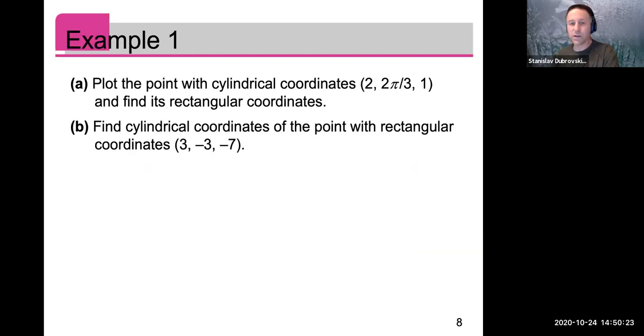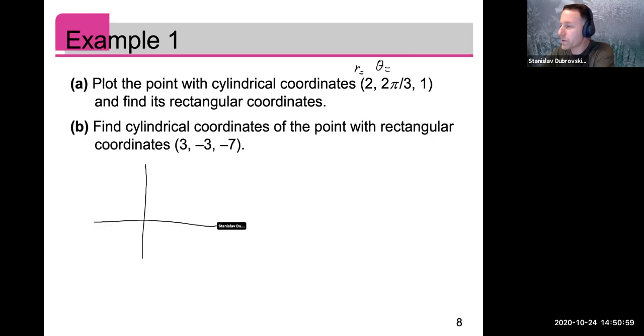Okay, so let's take a look at some examples. First, we want to plot a point with cylindrical coordinates 2, 2 pi over 3, and 1, and we want to find its rectangular coordinates after we plot it. Well, we have to realize that if it says cylindrical coordinates, it means that r is equal to 2, theta is equal to 2 pi over 3, and z is equal to 1.